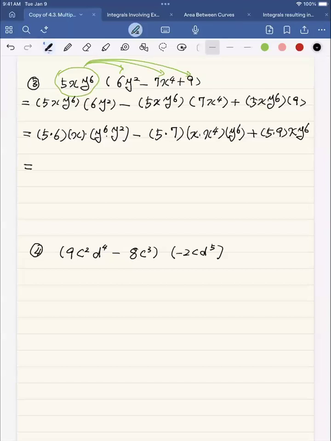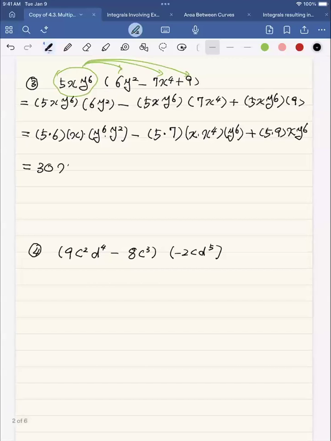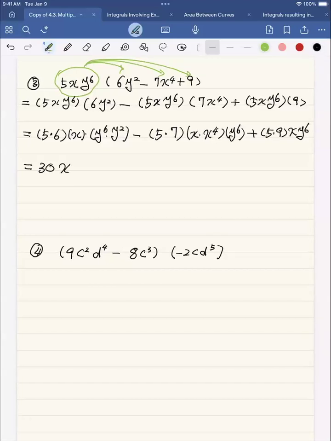So 5 times 6 is 30, and then x, we add the power, then y to the power of 8, minus 35 times, again, x is x to the 1 power, add them up, then we get x to the 5th power times y to the 6th power, plus 5 times 9 is 45, x, y to the 6th power.